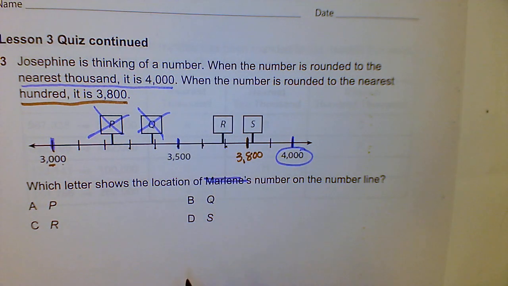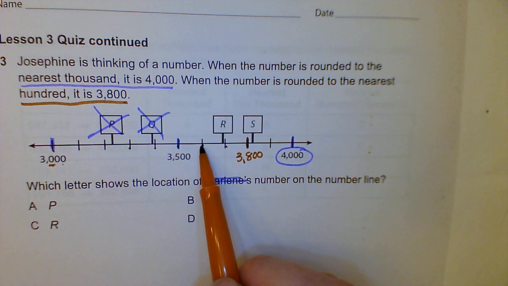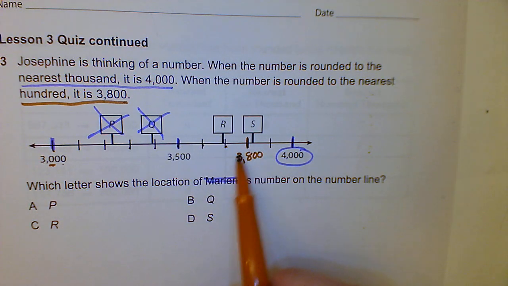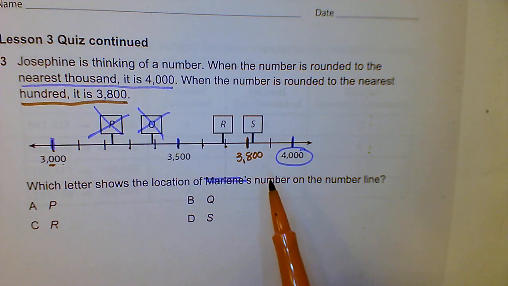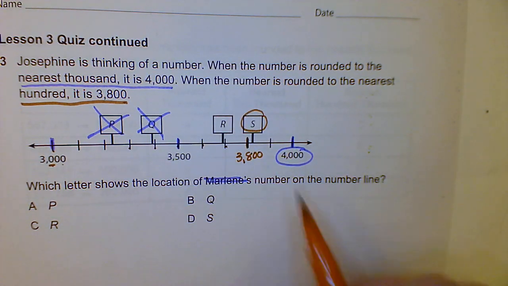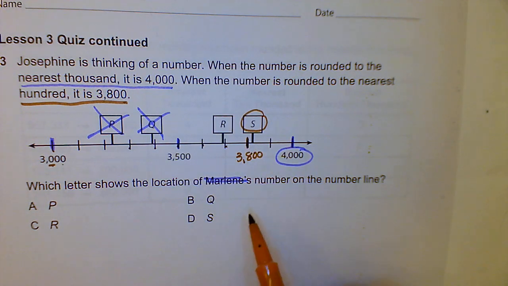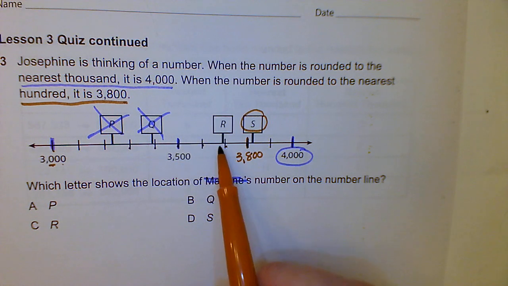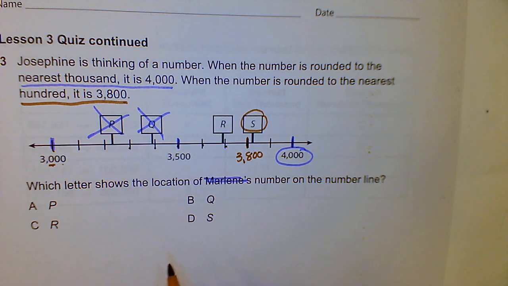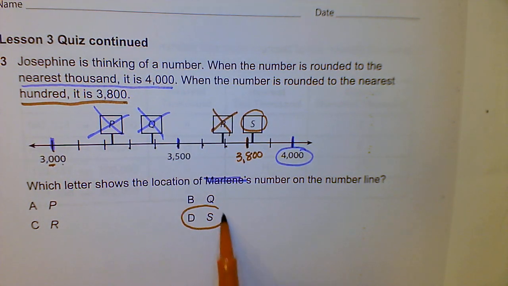Which one of these do you think, when rounded to the nearest hundred, so these marks right here, which one of those is going to round to 3,800? I hope that you are all saying S. Look how close S is to that. Clearly it would round to that. It is so close to that 3,800. If I look at R, it is going to round to 3,700. It's super close to that. So R is now gone, and S is the correct answer. And so we're going to go ahead and circle choice D.